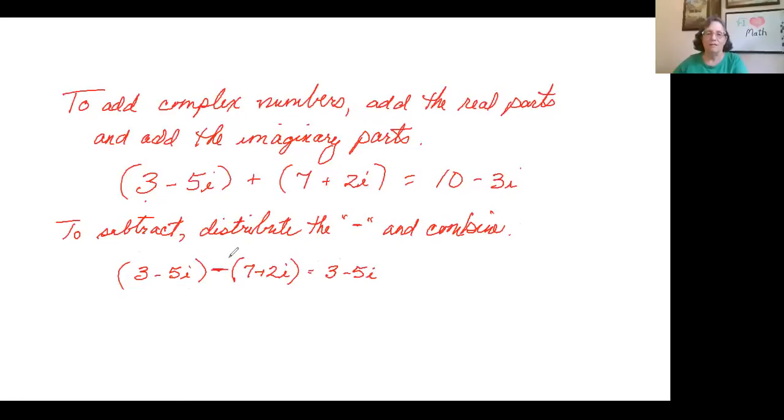Here we've got a negative, so we're going to have to carry that through. No different than what we'd have if it was an x, so minus 7 and minus 2i. If this was a negative 2i, minus a negative would change it to a plus. So 3 minus 7 is going to be a negative 4. A negative 5i and a negative 2i would be a negative 7i. All you have to do.